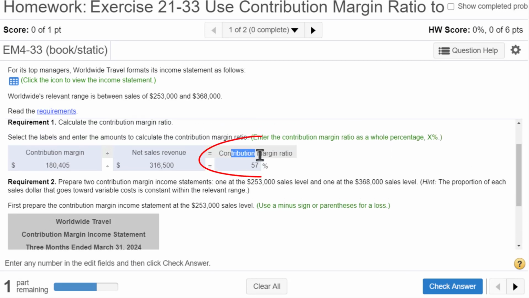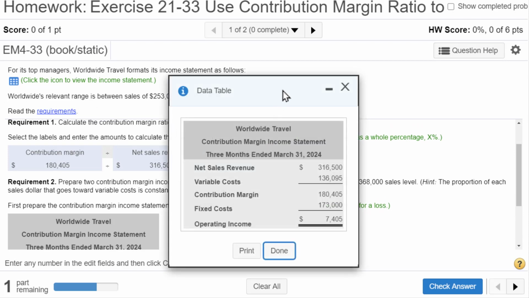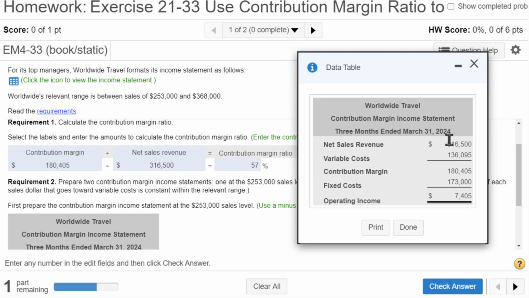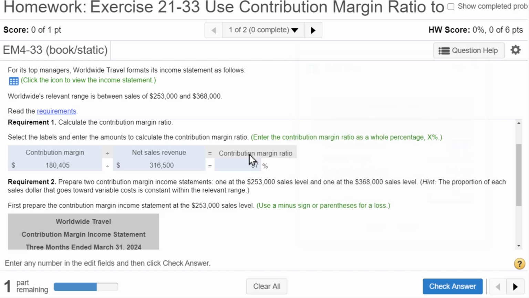So now what does this contribution ratio mean, this 57%? That means for every dollar of sales revenue, we get 57% of a dollar, which is 57 cents, of contribution margin. So we already know what our operating income is, $74.05 at this level of sales. Now we've got the what-if scenario of what if our sales are $253,000.